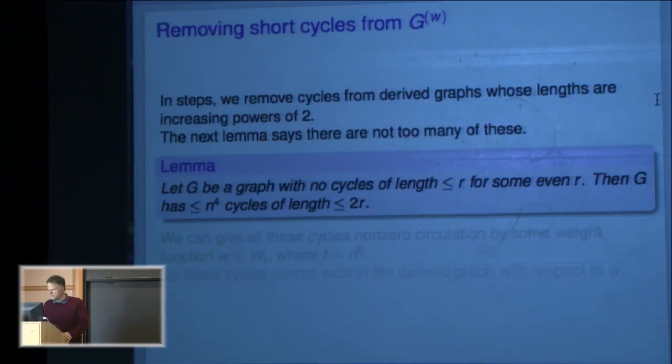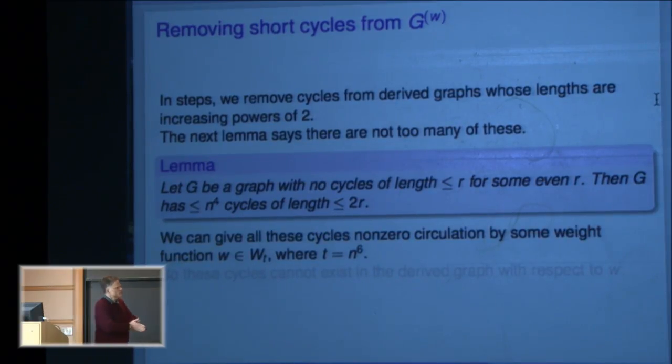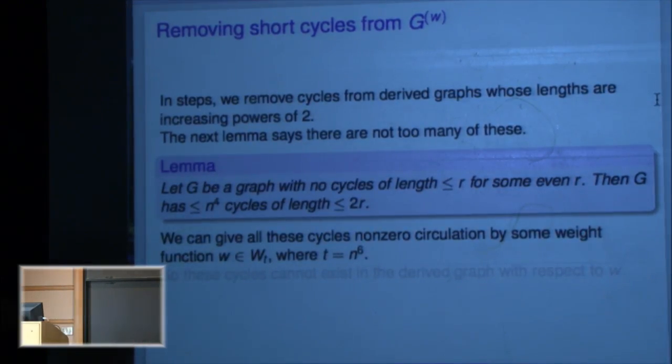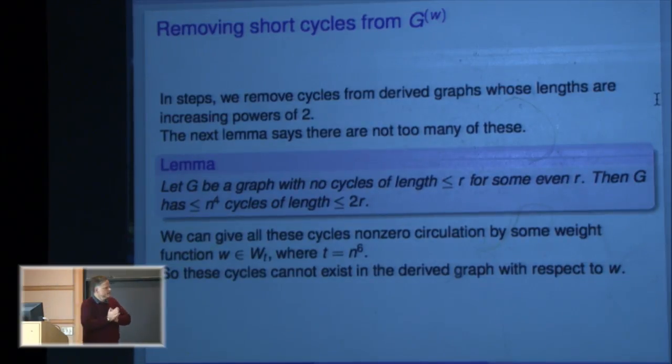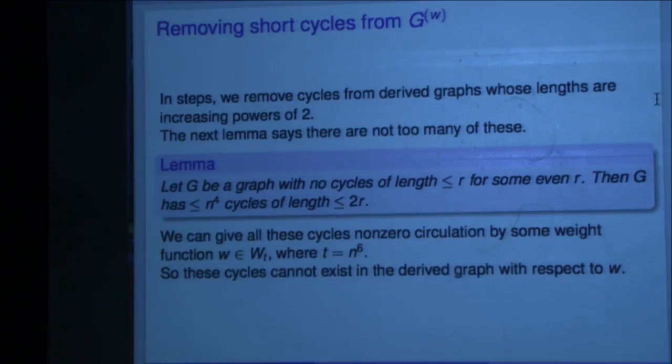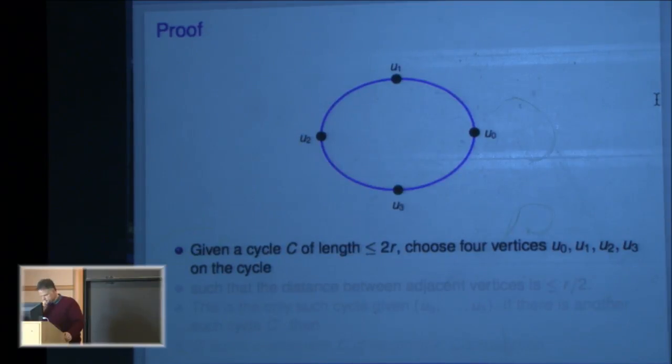This is on the next slide, but let me just mention how we use it. We're going to give all these cycles non-zero circulation by some weight function chosen from our magic set. Then these cycles cannot exist in the derived graph with respect to W. And then we're going to take a series of derived graphs, one derived from the previous one, until we get what we want. All right, this lemma is cute. It's not hard to prove, so let me just actually prove it.